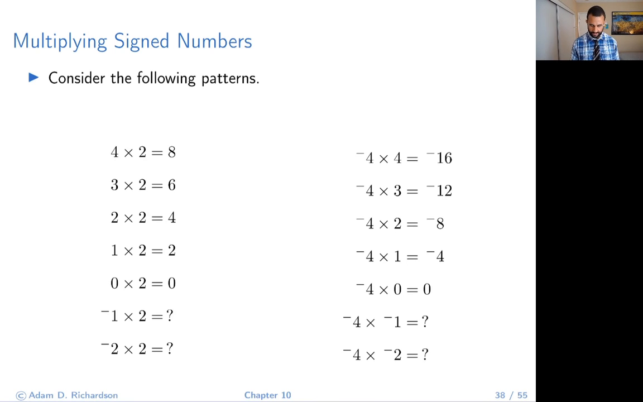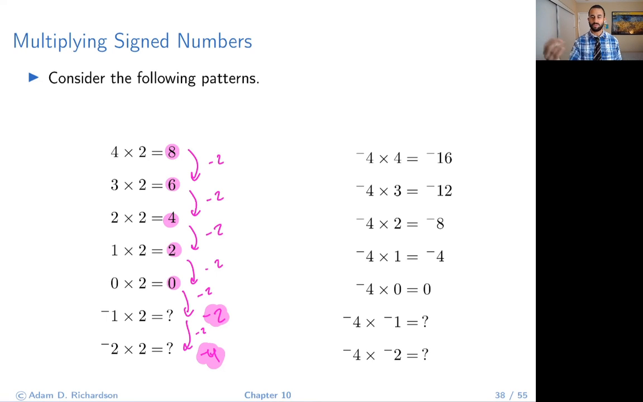Check this out. 4 times 2 is 8. 3 times 2 is 6. 2 times 2 is 4. 1 times 2 is 2. 0 times 2 is 0. So negative 1 times 2 has got to be what number? Well, if the pattern is to continue, then we should end up with negative 2, right? And then if we continue again, we should end up with negative 4. So that's one way of showing a student where the negative products would lead you.